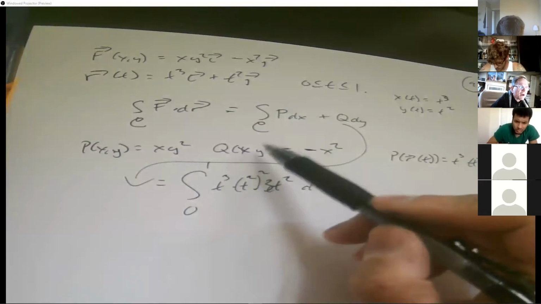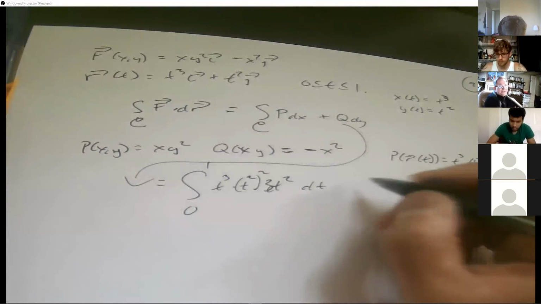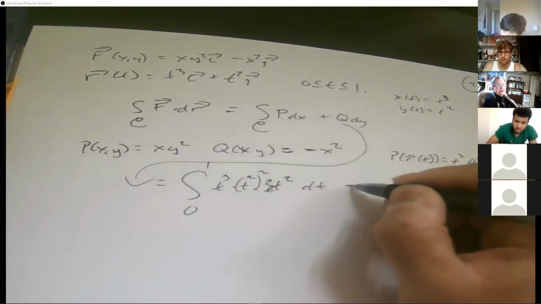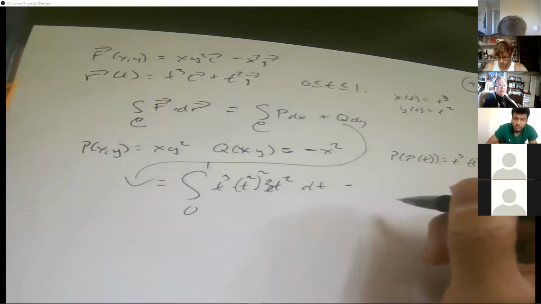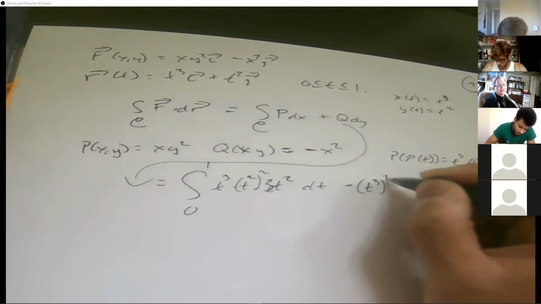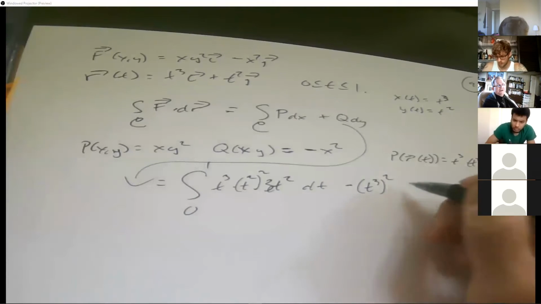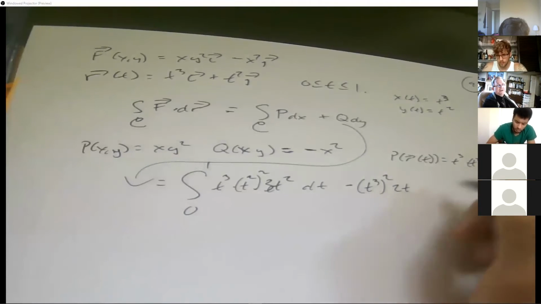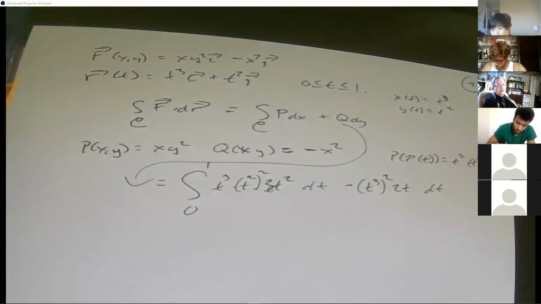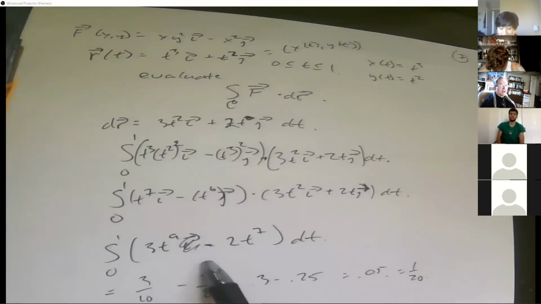And now I'm going to do this part. So q of r of t is what? Minus t cubed squared times y prime, which is 2t dt. And if we compute this, we get essentially this number right here. We get this exact same integral. And so we'll get the same number.